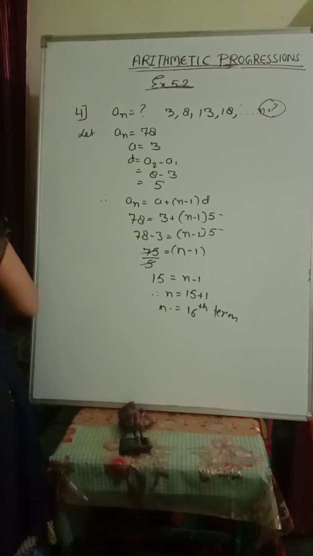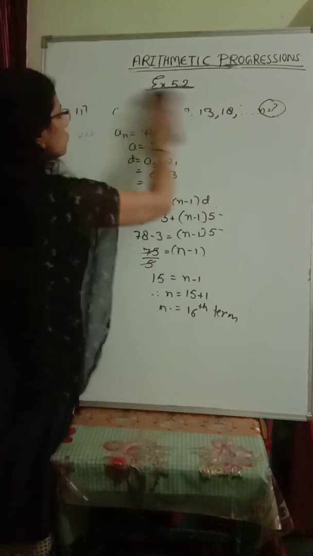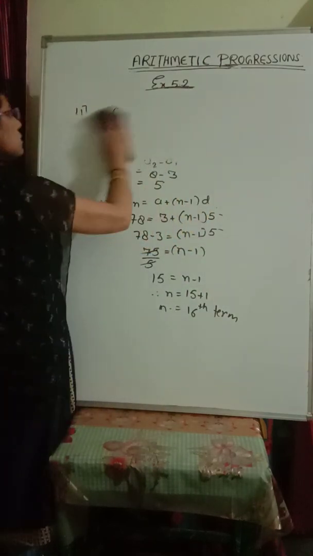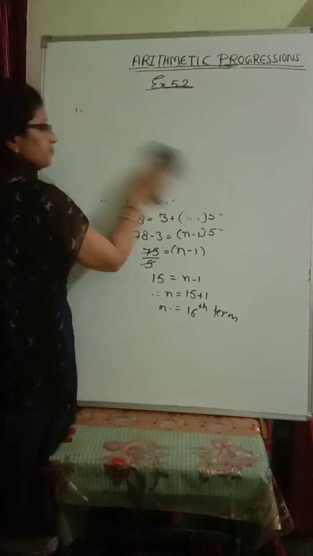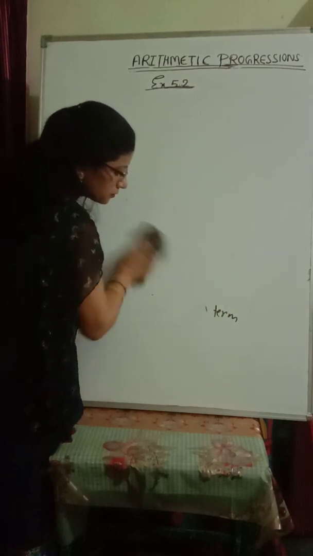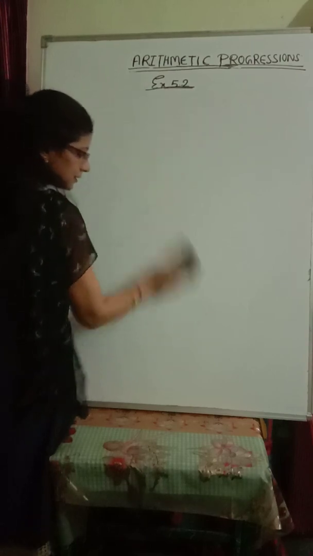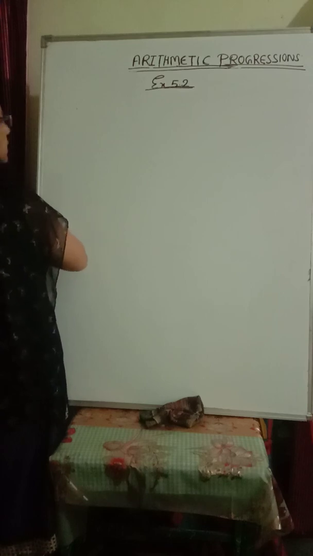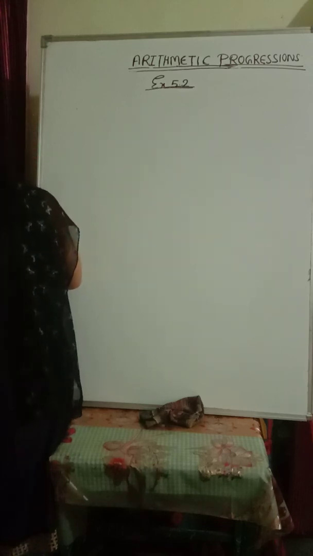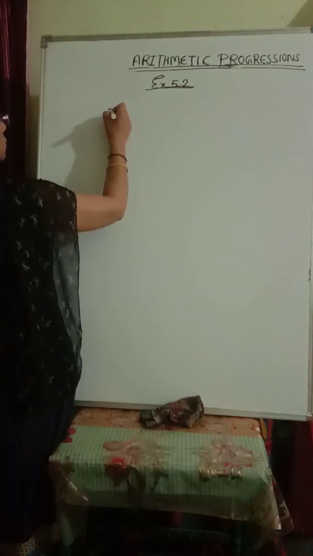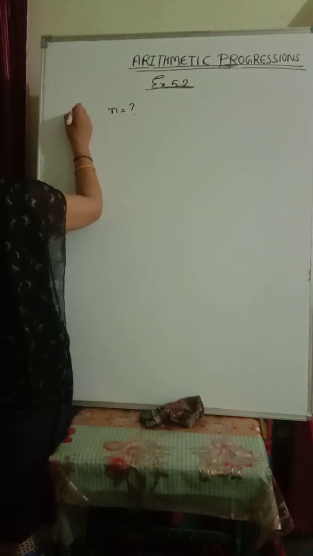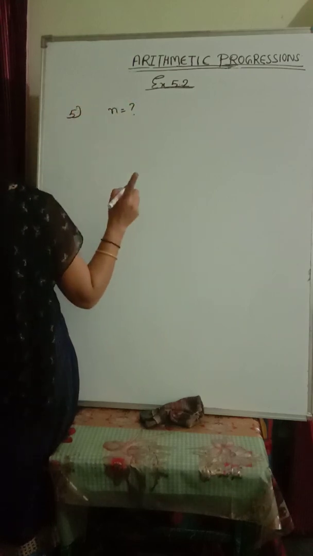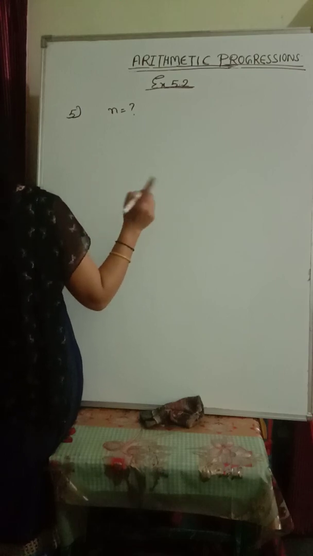Okay, so let us start the next, fifth question. Let us see what our fifth question is. The fifth question is: find the number of terms. How many terms are there in total? Let there be n terms. So the number of terms means we have to find n. Here also we have to find n. This is the fifth question: the number of terms in each of the following.